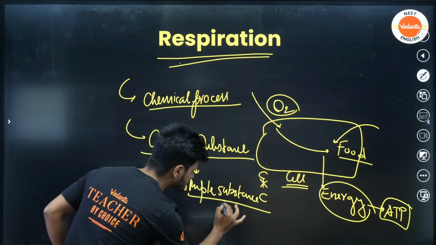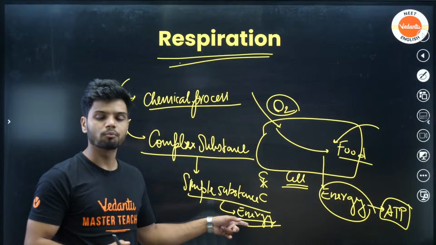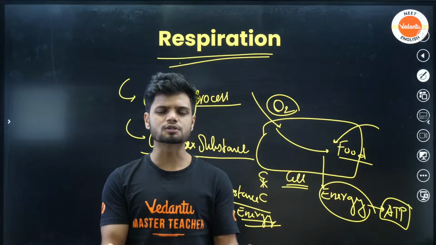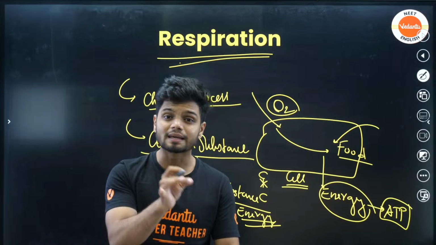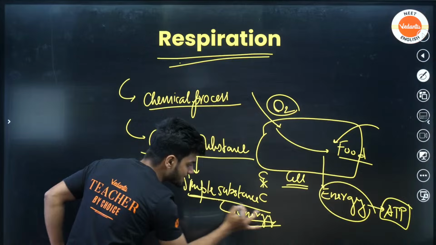Now, is this a catabolic process or an anabolic process? This right here is a classic example of a catabolic process. A complex substance is broken down to a simple substance. This is a classic example of your catabolic process.